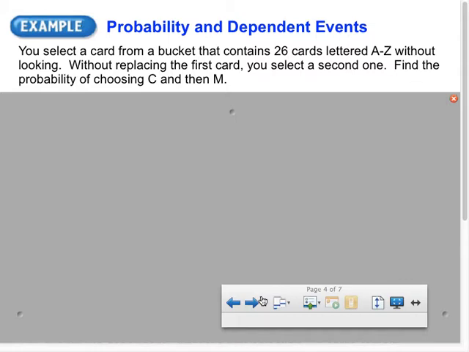You select a card from a bucket that contains 26 cards lettered A through Z. Okay, so let's just picture this. We've got a bucket. We've got 26 cards. Each of them have a different letter of the alphabet. Okay? So without replacing, you pick a card, and without replacing it into the bucket, you're going to pick a second card. Okay? Find the probability of choosing C, then M. So these are dependent events because you're going to pick one, you're not going to put it back, and then you're going to pick the second one. So now we're not just calculating the dependent event, we're calculating both. And we're trying to figure out what's the compound event probability.